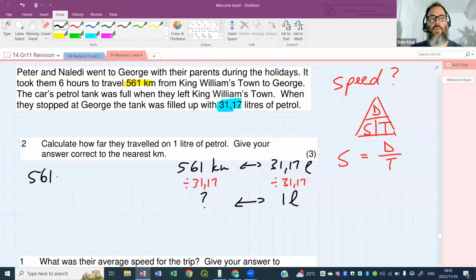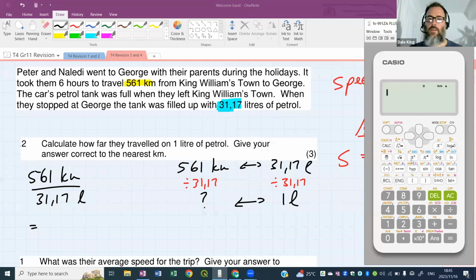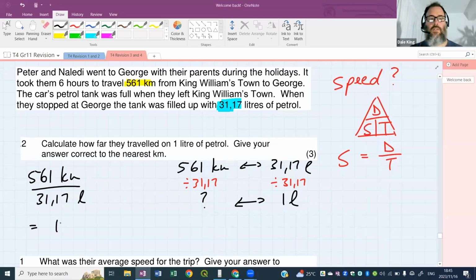So 561 kilometers divided by 31.17 liters. And that gets us, like you all have tried, 561 divided by 31.17 is 17.99807 kilometers per liter. But they want you to round off to the nearest whole kilometer. So obviously this is going to go to 18 kilometers per liter.